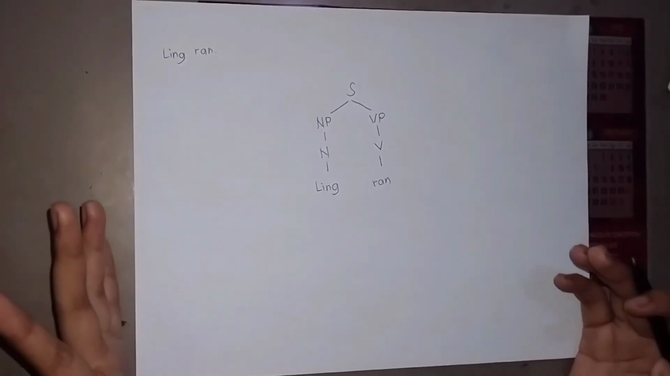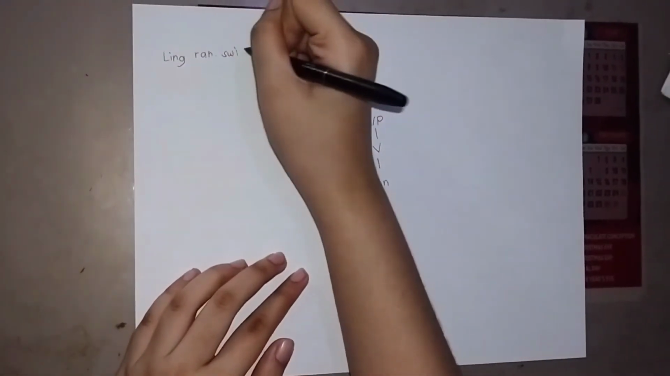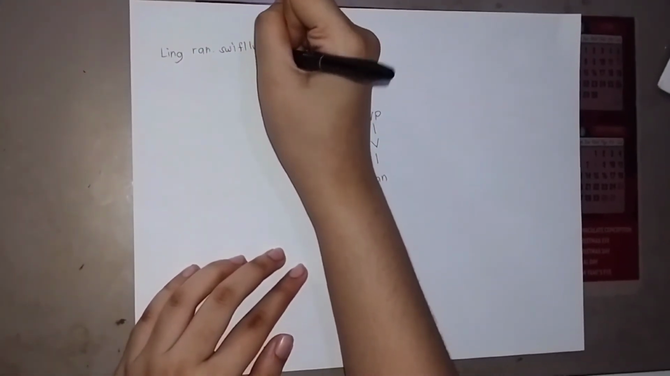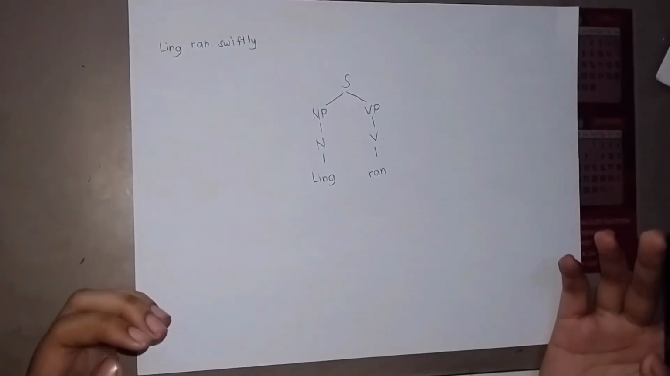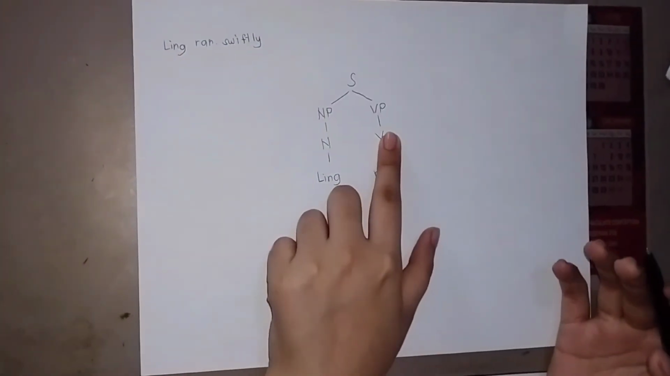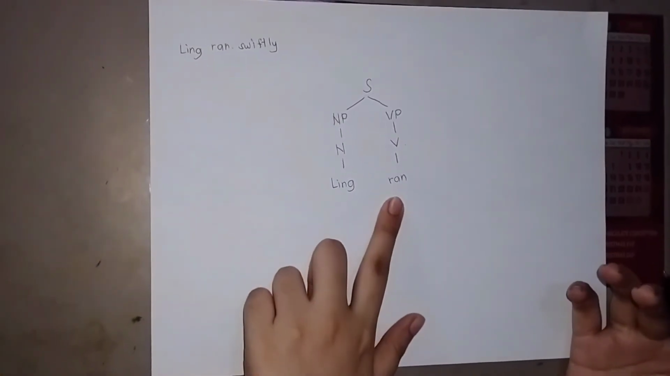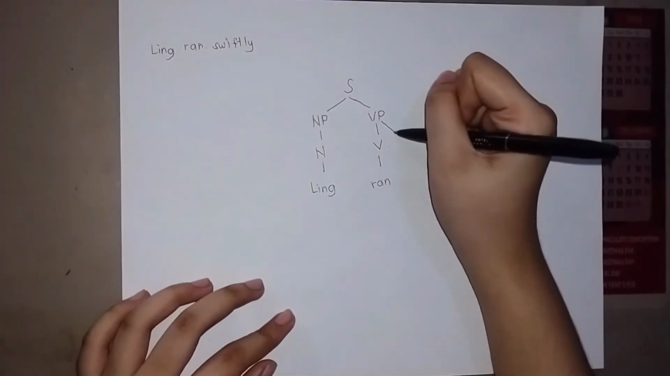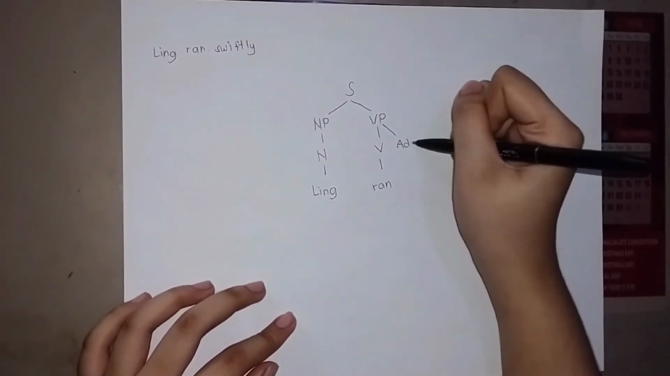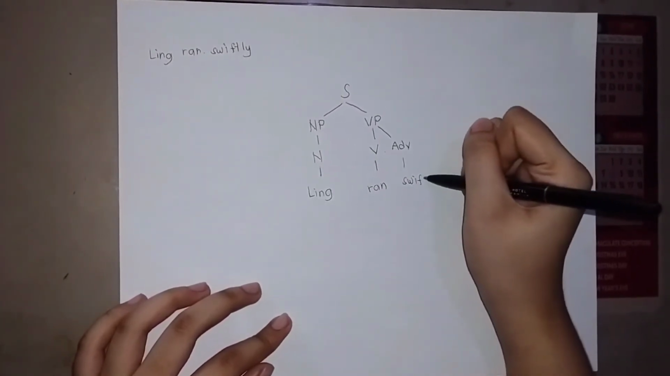Let's add an adverb, like Ling ran swiftly. Well, we already have a verb phrase here, and because swiftly is an adverb which describes our verb, we will connect it to the verb phrase. So, let's add the adverb in here. And there you go.